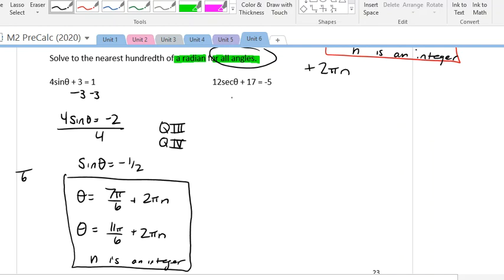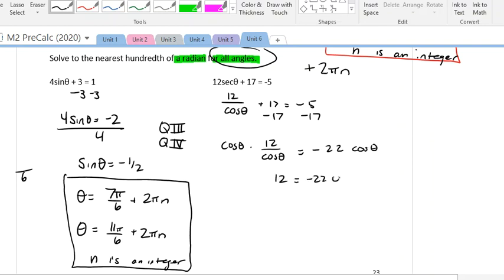Last but not least, this one's a little spicy. 12 secant theta plus 17 is equal to negative 5. All right, so this is like 12 over cosine theta plus 17 is equal to negative 5. So I'm going to subtract the 17. 12 over cosine theta is equal to negative 22. Multiply both sides by cosine theta. 12 is equal to negative 22 cosine theta. Divide by negative 22. Cosine theta is negative 6/11.